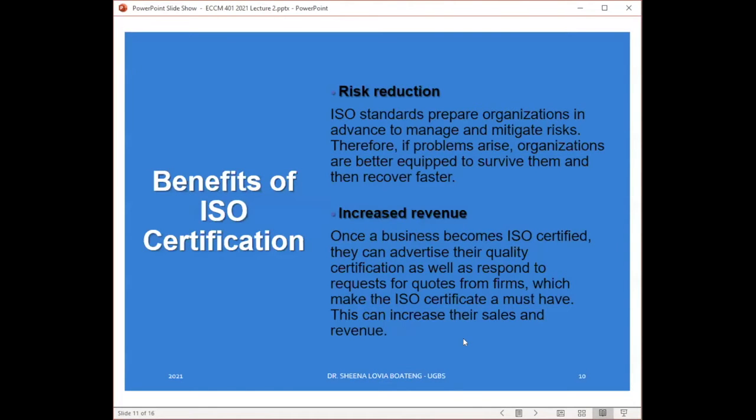Okay, so let's go back to risk reduction. So remember I told you that the ISO standardization comes with a set of guidelines. Yes. And as part of those guidelines, there are certain requirements you have to fulfill. And these requirements include an aspect that has to do with you identifying the possible risks and dangers that come with the business that you do.